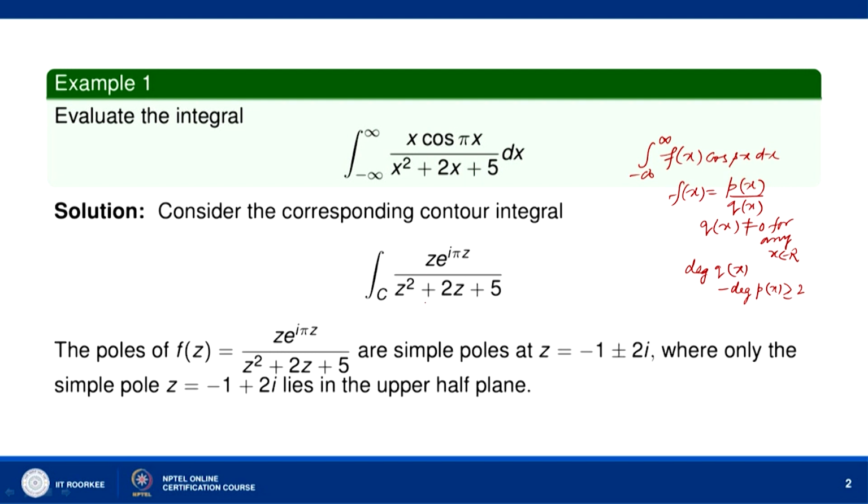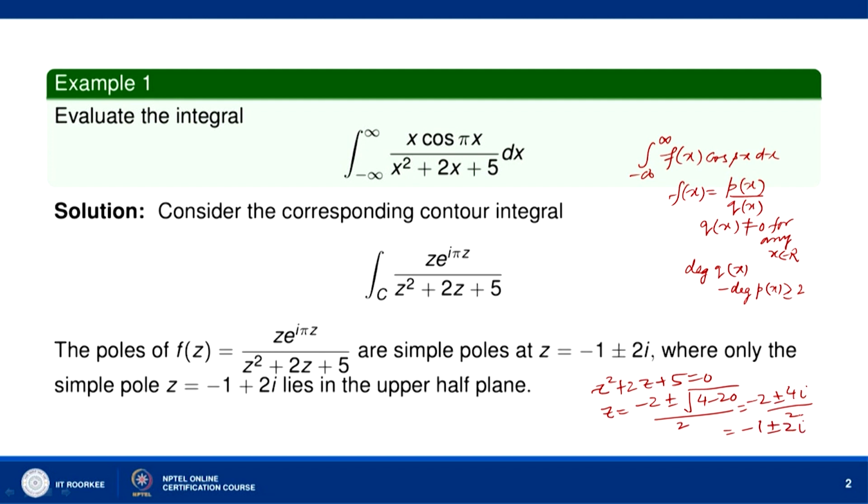Now, you can see that f z is equal to z e to the power I pi z over z square plus 2z plus 5. So, it will have poles wherever the denominator z square plus 2z plus 5 is equal to 0. Now, z square plus 2z plus 5 equal to 0 gives you z equal to minus 2 plus minus root of 4 minus 20, divided by 2, which will be equal to minus 2 plus minus 4 I divided by 2, or we can say minus 1 plus minus 2 I.